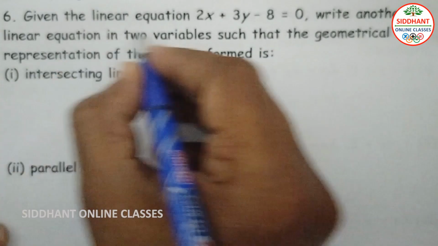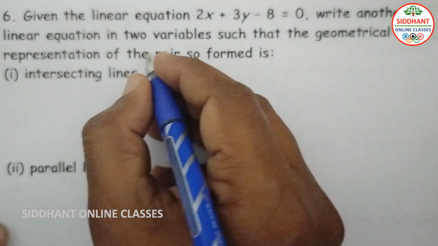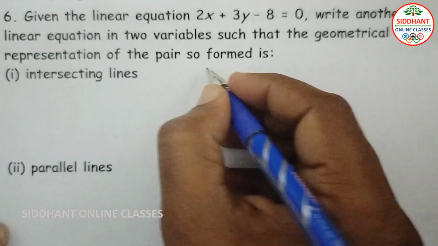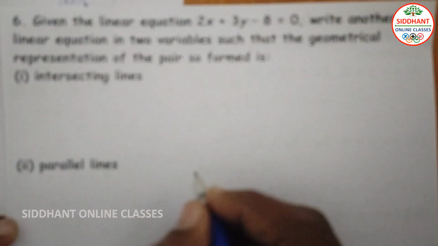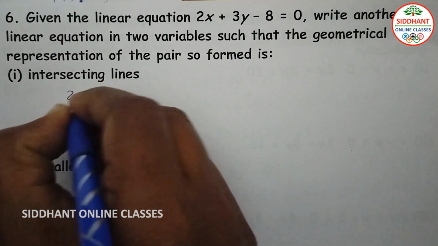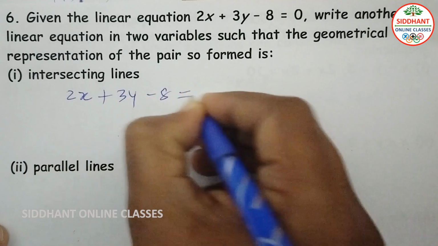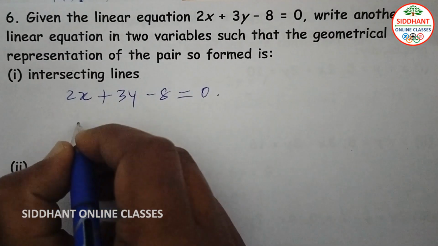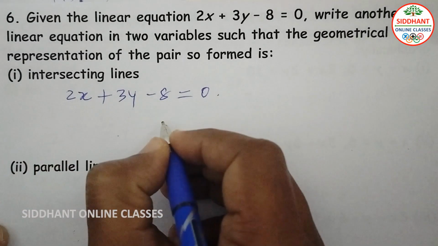Question number 6. Given the linear equation 2x plus 3y minus 8 equal to 0, write another linear equation in two variables such that the geometrical representation of the pair so formed is: one, intersecting lines; two, parallel lines; three, coincident lines. So first, intersecting lines. The equation given is 2x plus 3y minus 8 equal to 0. And another equation we are going to frame in such a way that a1 by a2 is not equal to b1 by b2, which is not equal to c1 by c2.